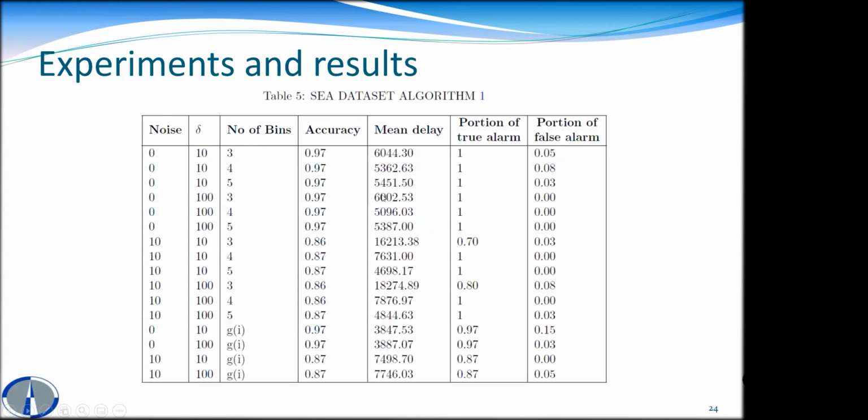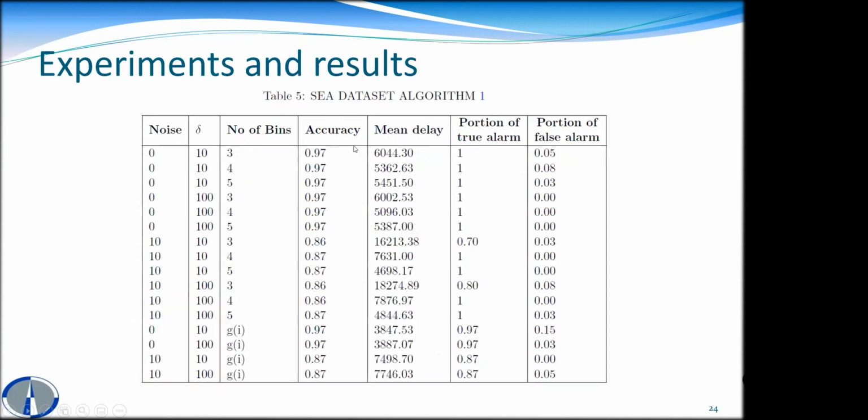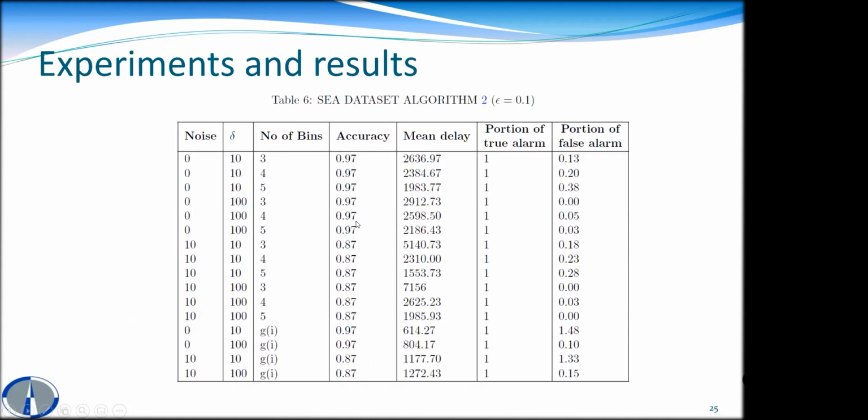Anyway, here the same holds for the other data set. As delta increases, the portion of false alarms decreases. Also, as delta increases, the mean delay increases. The best results are obtained when we set the number of bins to grow. Here, when we restrict the lowest value of the Martingale to 0.1, we have a somewhat small increase in accuracy, but we can't see this because we rounded our results to decimals. Also, the mean delay is reduced.